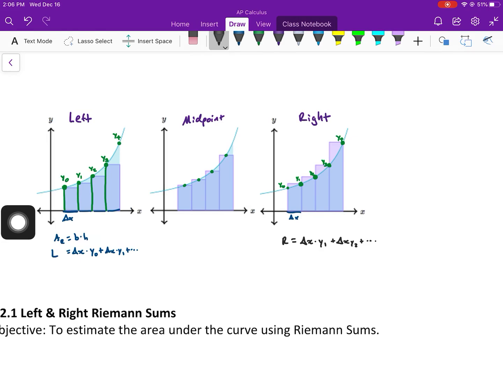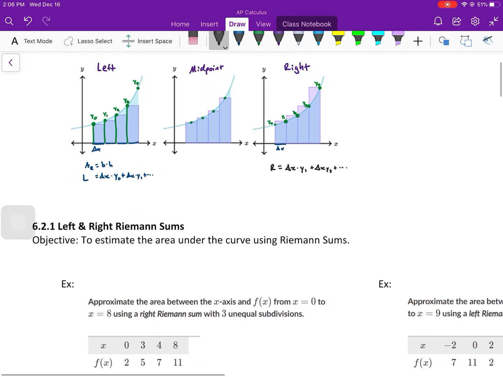Now we can have a bunch of rectangles. We can have like 20 rectangles, 100 rectangles, eventually an infinite amount of rectangles we're going to see in a few sections from now. And that's when things get a little more tricky. But let's just take a look at some of these problems.